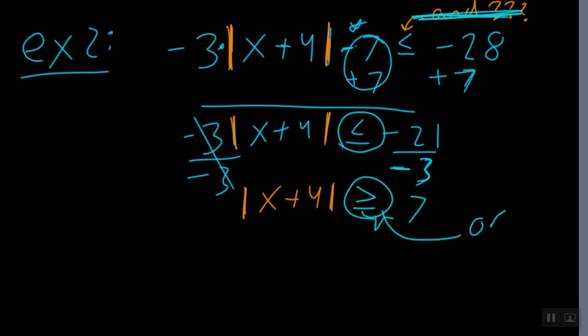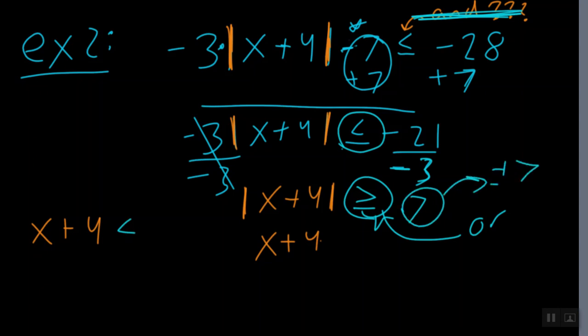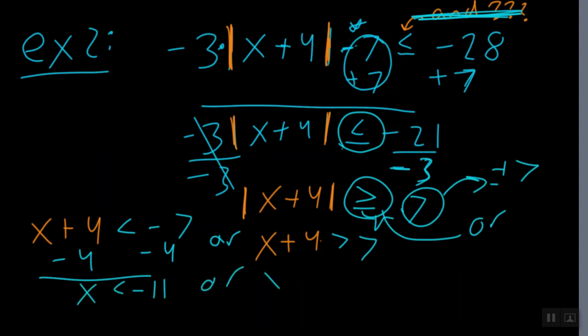That's an or statement. So remember, at this point, we now have to write this out twice. We'll write x plus 4, and we'll write over here, x plus 4. And in both cases, we can say, okay, is less than, my 7 has to become plus or minus 7, so it's less than negative 7, or it's greater than positive 7. And from here, of course, I just solve for my x values. Minus 4, we get x is less than negative 11, or minus 4, x is greater than positive 3.